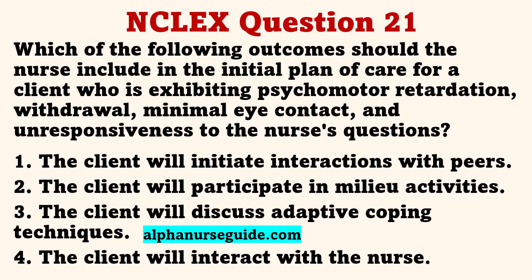The client needs to experience success according to the client's level of tolerance. Initiating interactions with peers occurs when the client can gain a measure of confidence and self-esteem instead of feeling intimidated or unduly anxious. Discussing adaptive coping techniques is an outcome the client may be able to reach when symptoms are not as severe and the client can concentrate on improving coping skills.